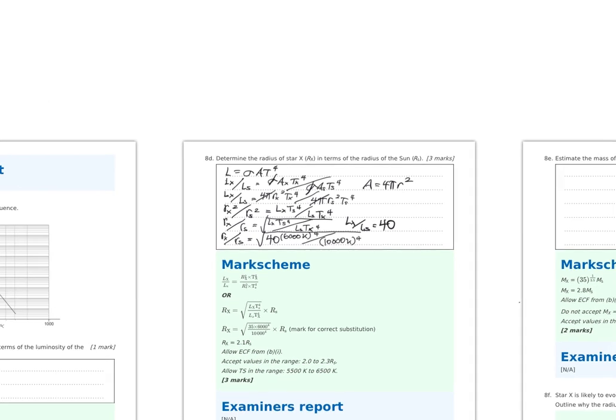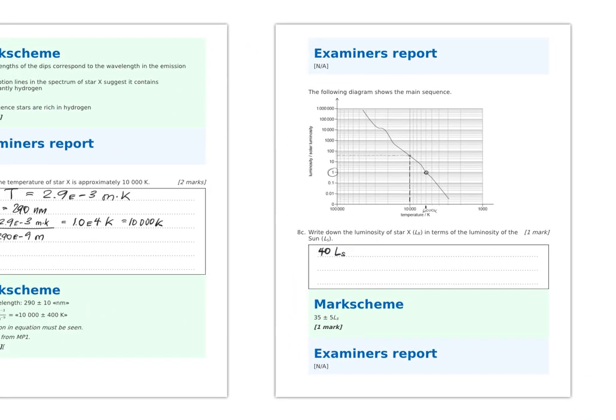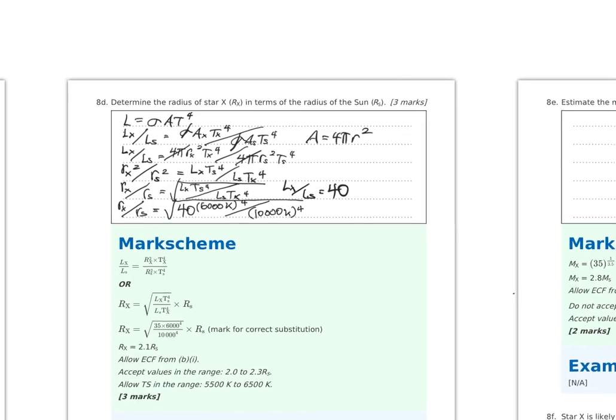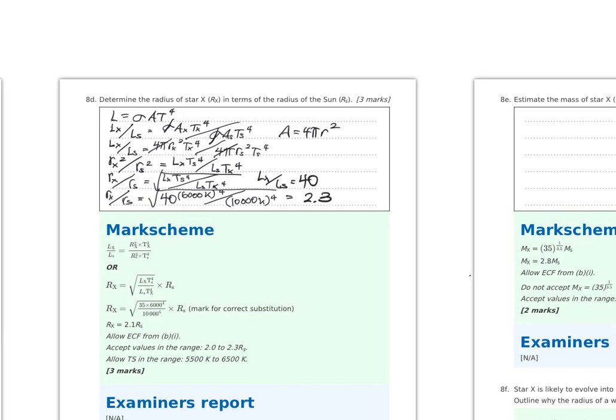And the temperature of star X was given in one of these problems, 10,000 K in 8b. And so when we work that number out, we get a radius of star X relative to the sun of 2.3. The mark scheme says anywhere from 2.0 to 2.3. Alrighty then.